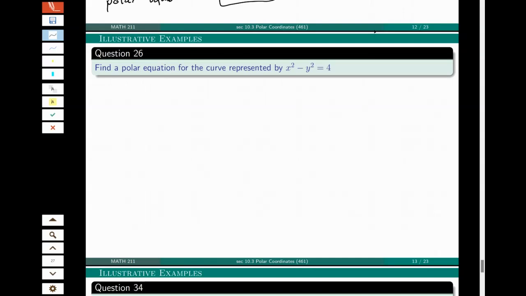So replace x by r cosine theta and y by r sine theta. We will get r squared cosine squared of theta minus r squared sine squared of theta is equal to 4. We take r squared common factor, so we will get cosine squared theta minus sine squared of theta is equal to 4. So that will be r squared cosine 2 theta is equal to 4.